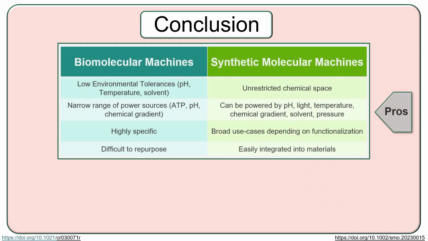Proteins only work in very specific conditions, generally around physiological pH and temperature, some up to around 100 degrees Celsius. Their power sources come from their environment and are similarly limited. Synthetic machines are simple enough to customize their tolerance to their purpose, so they can be made much more resilient and can be powered using just about any form of energy.